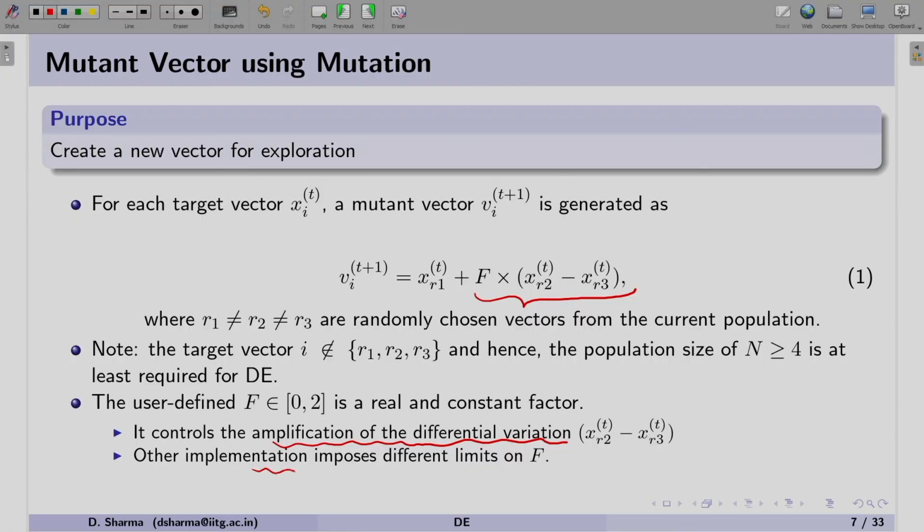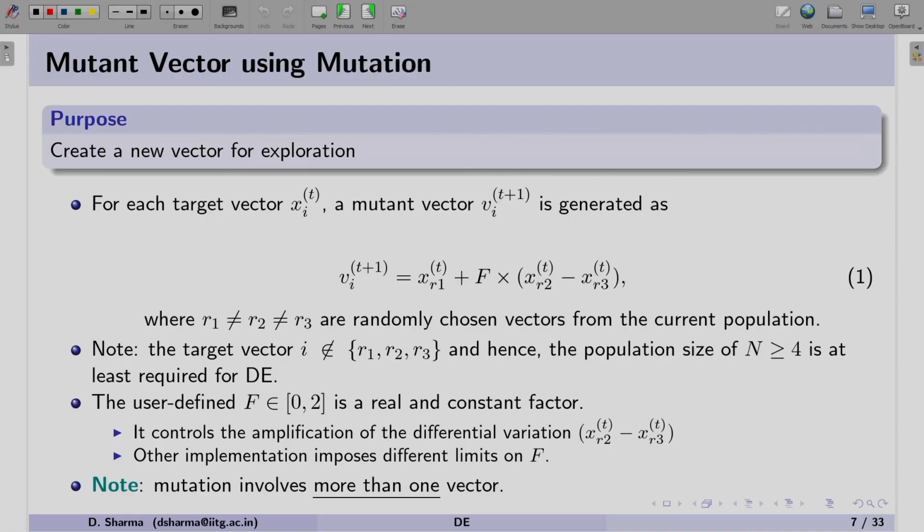Other implementations impose different limits on f. So, this was the original implementation shown in the paper, as we have seen in the initial slide. That says that if we are going to use a difference of the 2 vectors, we can use a value of f between 0 and 2.